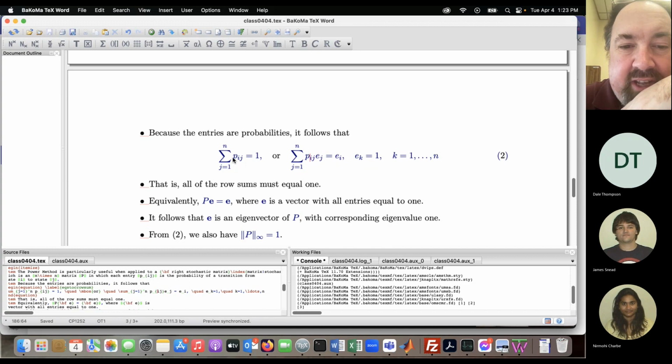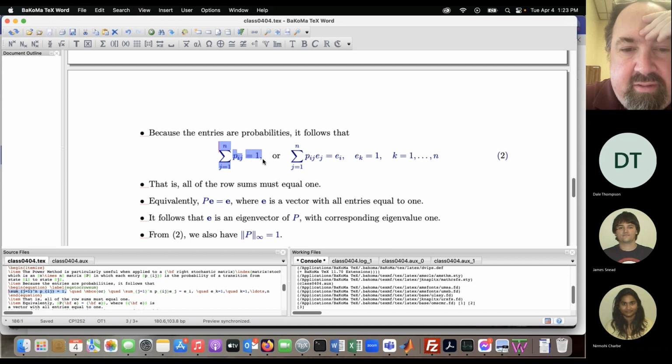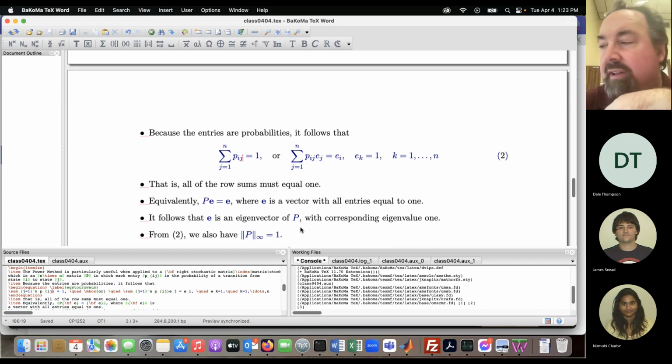Also, because all the entries of P are non-negative, this sum right here is equal to the sum of the absolute value of all the entries in each row. And remember that the infinity norm of a matrix is defined to be the maximum row sum. Well, all of the row sums are equal to 1, so the infinity norm of P is 1.